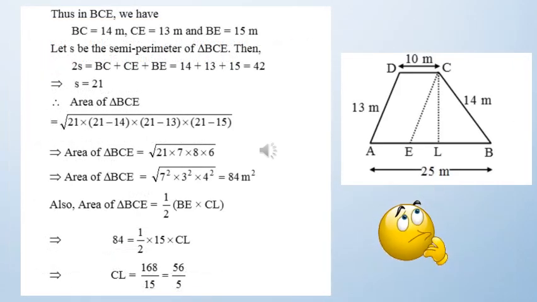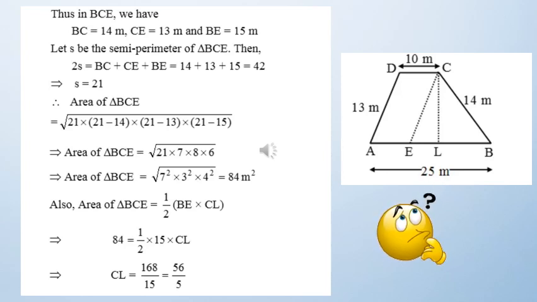Here again I have pasted the figure for you to understand better. There is a parallelogram and a triangle, and we have found the measurements of AE, that is 10 meters, and BE is 15 meters. Again we will take the triangle BCE and find the area using Heron's formula. And Heron's formula, all of you must remember, we first find the semi-perimeter. So semi-perimeter comes out to be 21, and when we substitute in Heron's formula, we get the area as 84 meters square.